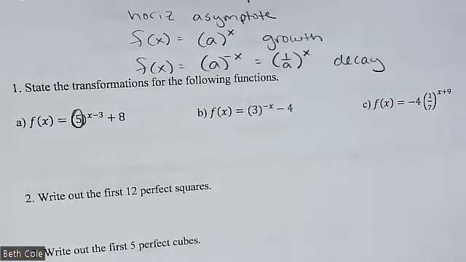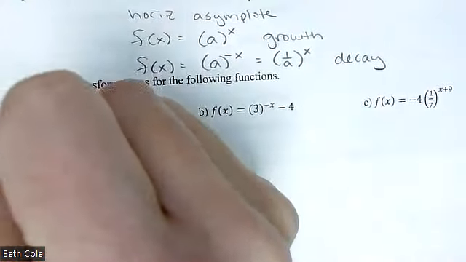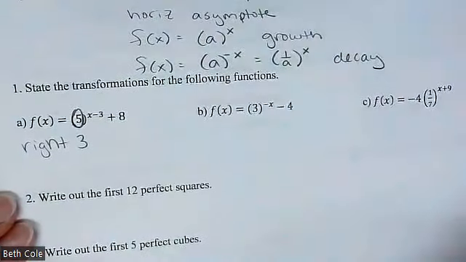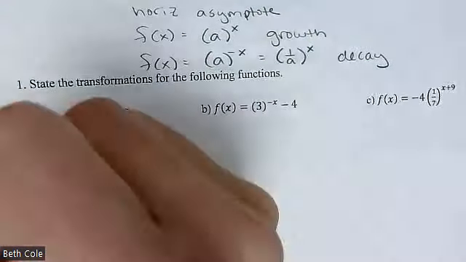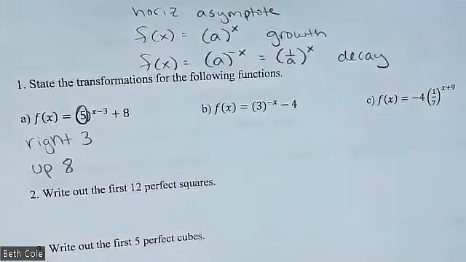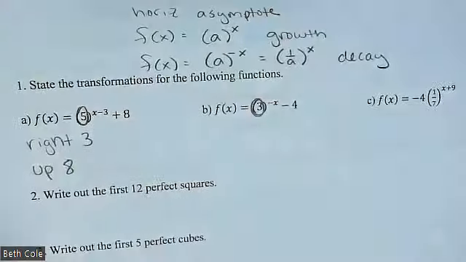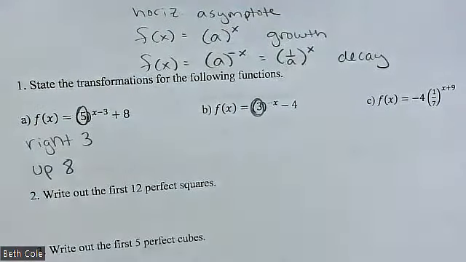But using words like up, down, left, right, stretch, shrink, reflect, all of that, what has happened to this graph? It went right 3, good. Those ones are kind of backwards. And then what else? Up 8, good. Not anything new, we're just reviewing it. So when you look at B, 3 is the base. That's not going to do anything. It's just there. You have to have a number there.